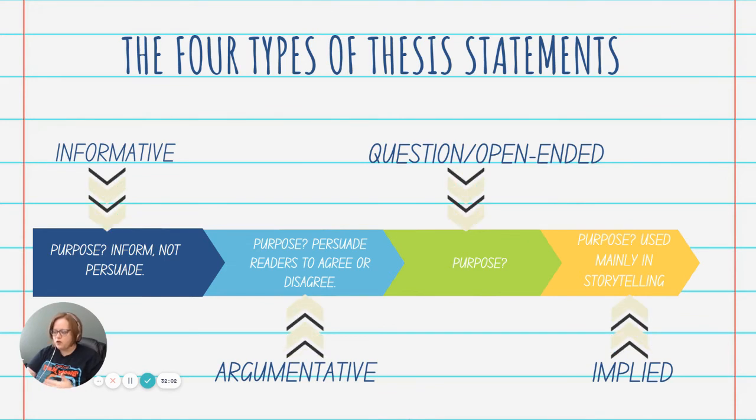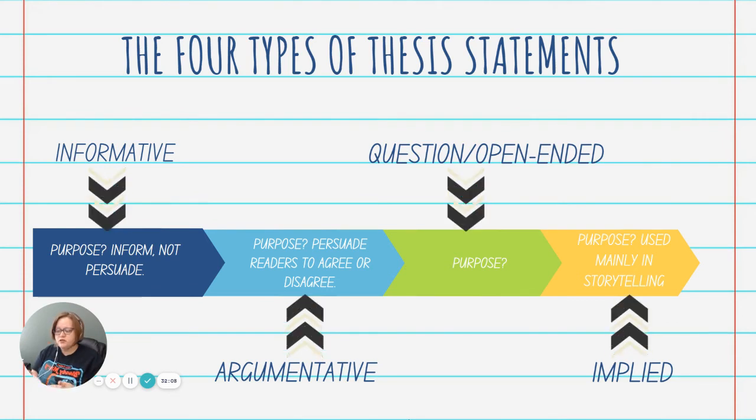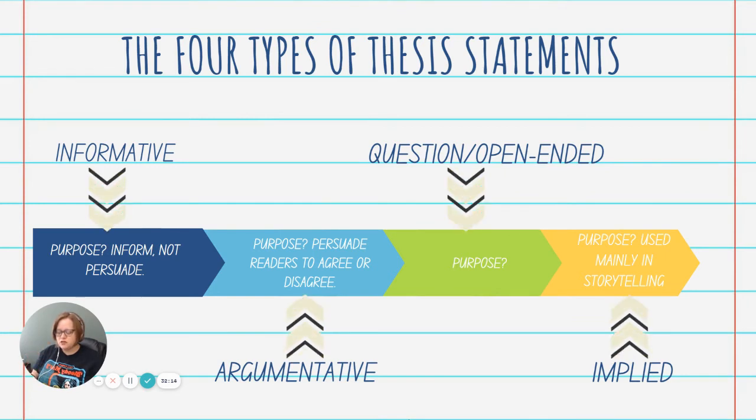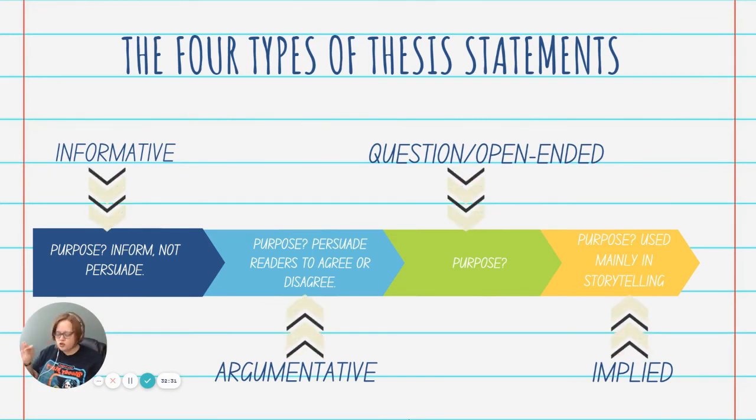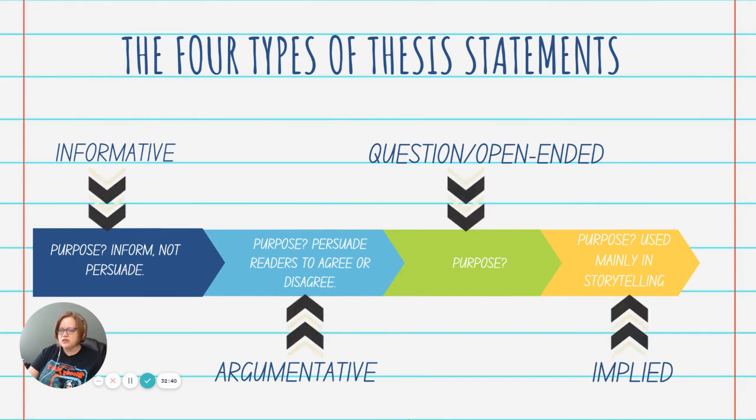Most of you are familiar with and have always done the argumentative thesis. The purpose of the argumentative is to persuade your readers to either agree or disagree with you. Your argumentative thesis is going to have 2 features. It's going to have an assertion and a backing to it. So keep that in mind. The third one is the question or open-ended thesis. The purpose of that is to hold off stating your main point until the end. None of you should ever use a question or open-ended thesis because it is very hard to do and it is a difficult thesis to navigate and do so properly. So keep that in mind.